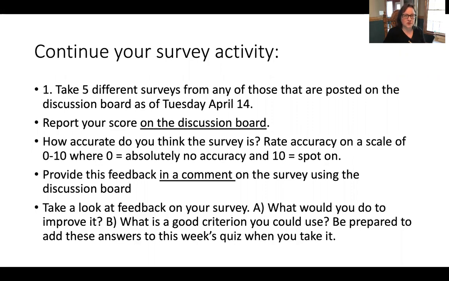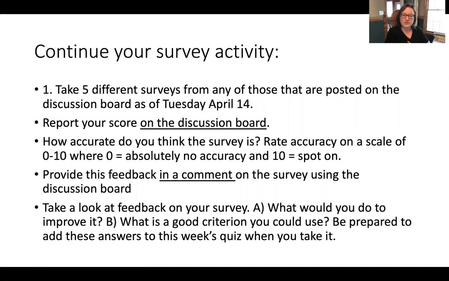Report your score on that board, so the person who created the survey can see it. And then also rate how accurate you thought the survey was for you. Either 0, it totally seemed not accurate, or 10, this is spot on. This really is a very accurate survey. Put that in a comment on the discussion board. So part 1 of this is you take 5 different surveys, you rate their accuracy, you report your scores, okay?